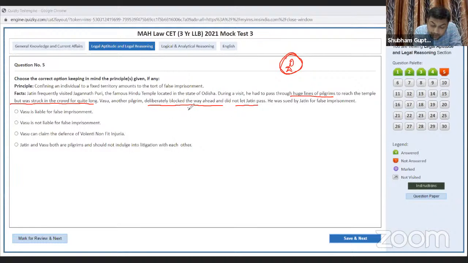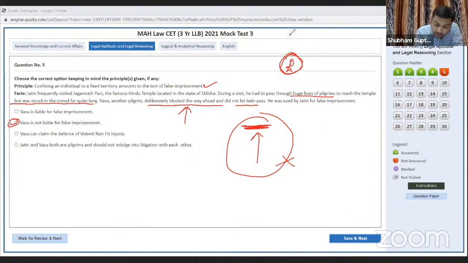Now, if you read, he blocked one way. He cannot go this way. But was he confined to an area? He was not confined to an area. He was just blocked in one way. So under this principle, he is not liable. So my answer would be that Vasu is not liable. And let's move.